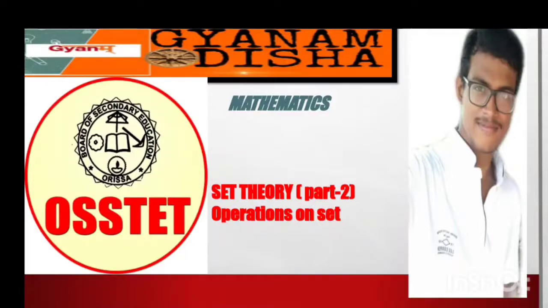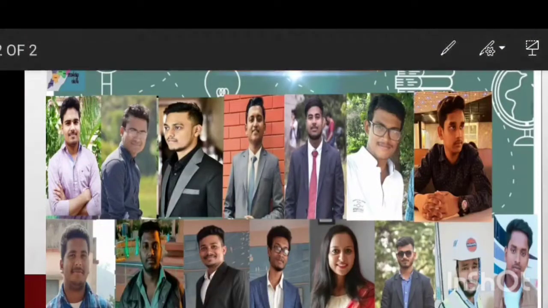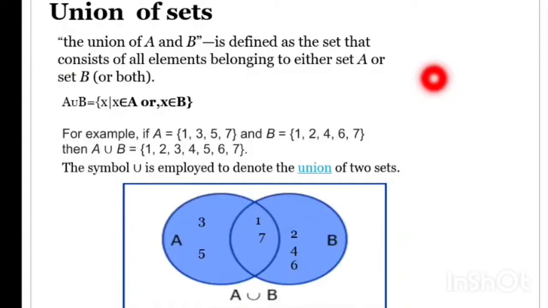In this video, we are going to discuss different operations on sets as per our OSTED syllabus. First, we will discuss the set operation union. The union of two sets A and B is defined as the set that consists of the elements belonging to either set A or set B or both.